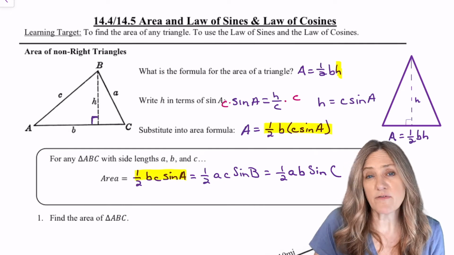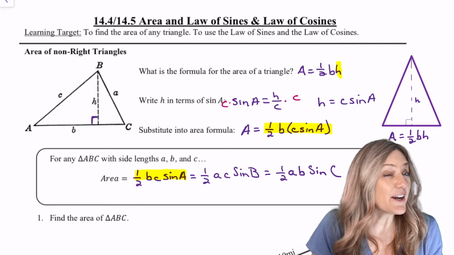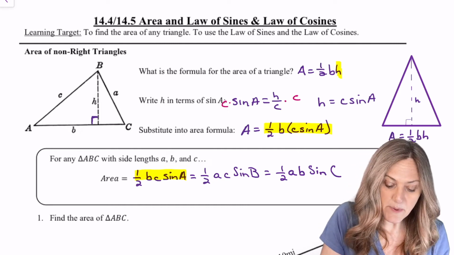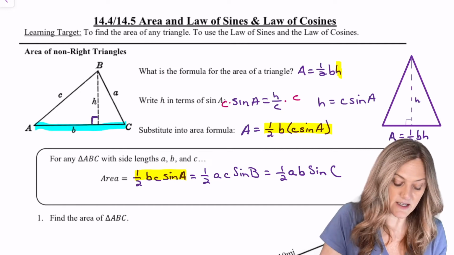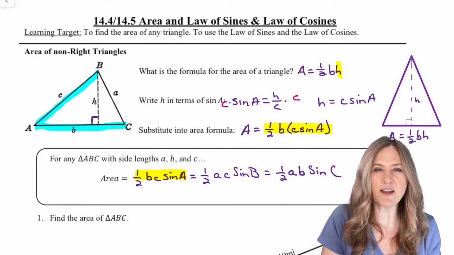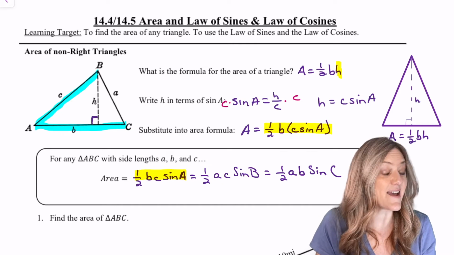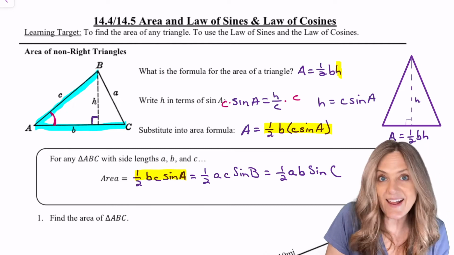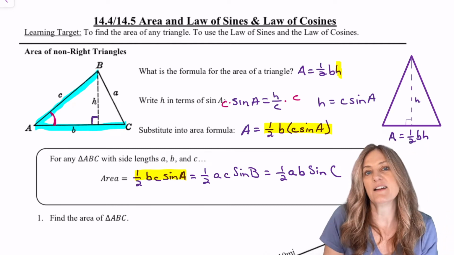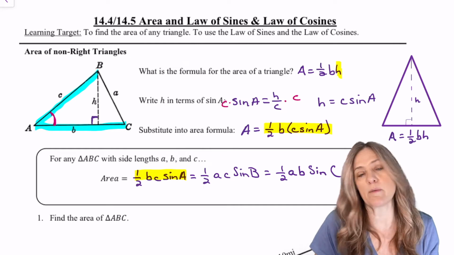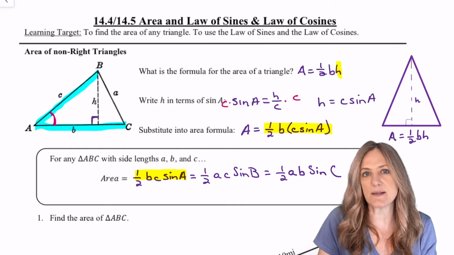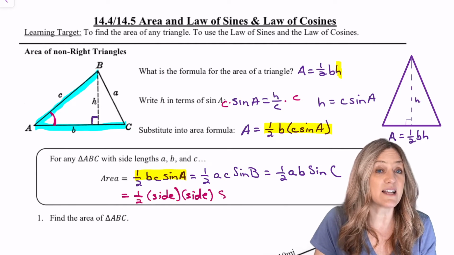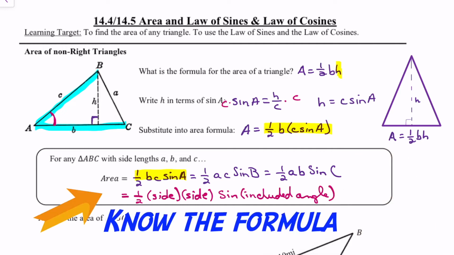Let's talk about this first one that we went ahead and derived. Area is equal to 1/2 BC sine of A. Well, side B is this entire length, side C is this entire length, and what about sine of A? We're talking about angle A. Well, angle A happens to be the included angle between the other two sides. So that's basically what I'll be remembering. I'm not going to try and memorize ABC. I'm going to remember 1/2 side times side times sine of the included angle.